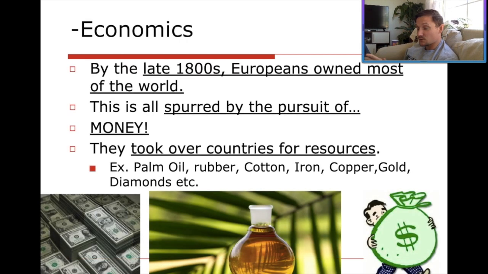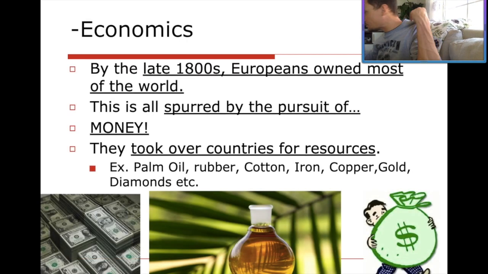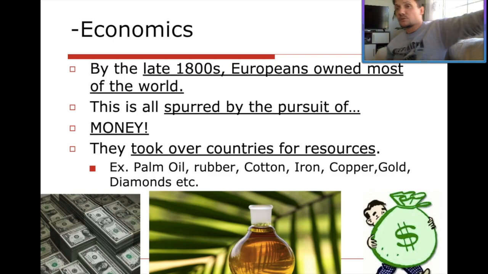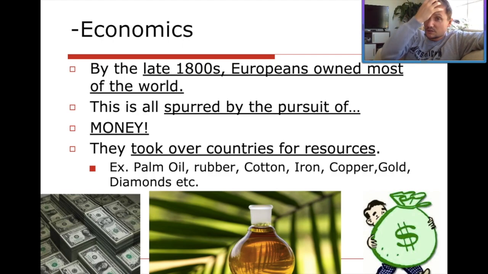Well, the biggest reason up front, as we all know, is always going to be economics. The biggest reason behind why any of these countries really do anything ever is in the pursuit of making money or growing power, which oftentimes are the exact same thing with different names. So by the late 1800s, usually from 1850 and on, Europeans are going to start owning most of the world.